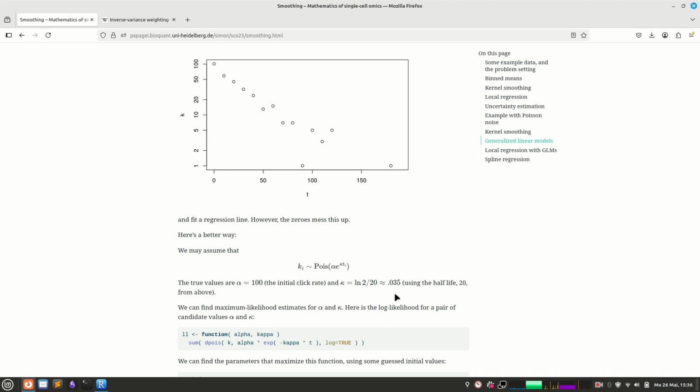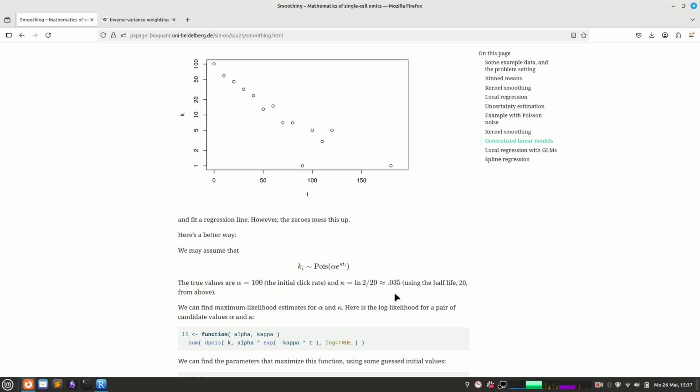Second line on the right-hand side of the equality, these Poisson distributions should be evaluated at the time ti, which is the time when the click rate ki was counted. So this is where I put it in, and to make it consistent, I write this here as k lambda.